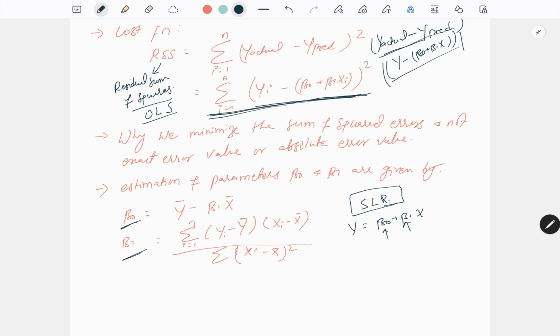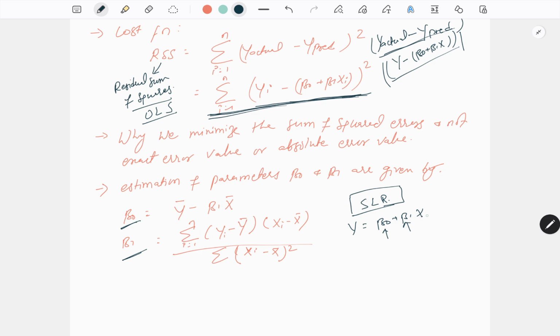So if we have some sample data given to us, we can calculate the values of beta naught and beta 1, and if we know them, we can simply predict the value for any x that was not present during training, or you can say during the calculation of beta naught and beta 1.